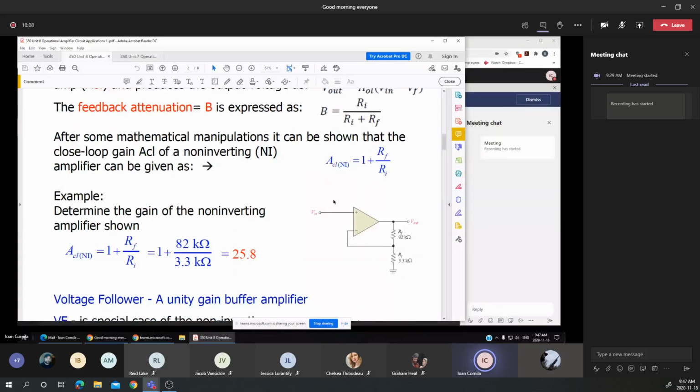Again, a non-inverting amplifier has no phase shift between the input voltage and the output voltage. As the input voltage is a positive value, the output voltage will be a positive value. In the same way, for a negative input, the output will be a negative value. You notice that there is no negative sign. The gain for a closed loop non-inverting amplifier will always have a positive value greater than 1.